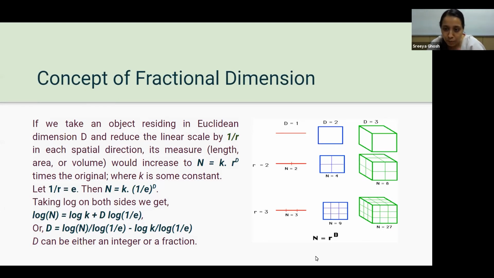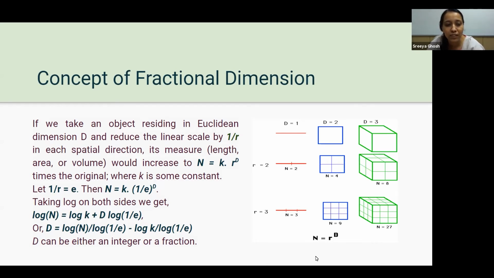Now suppose we have the diagrams. Suppose we have d equal to 1, we have a line; in 2 dimensions we have a square; in 3 dimensions we have a box. Suppose we divide the line into 2 parts. So r is over here 2. We take the scale to be half of it. Then the number of boxes would increase. So n will be 4 if we reduce the scale accordingly. The number of grids would increase.